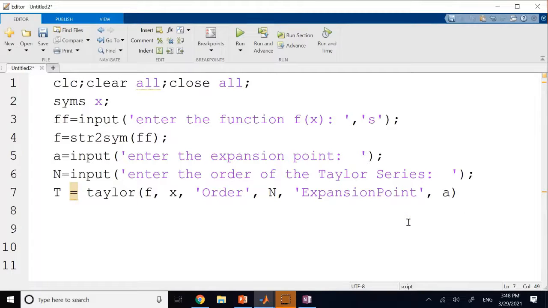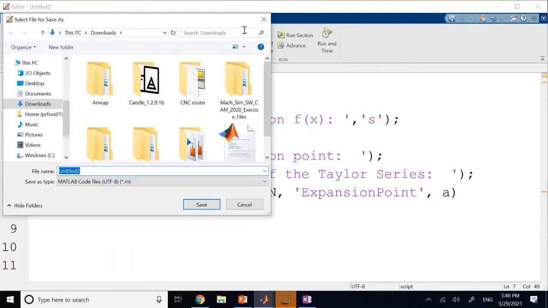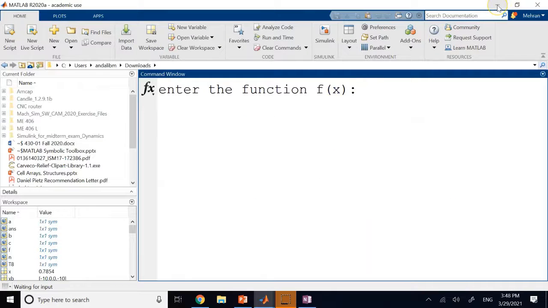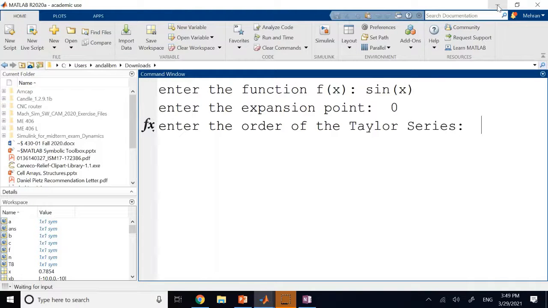Yes? So this is something that you need for that project. Read the function, not directly go into your code and type it in. So now look. Here, enter the function, sine of X. Enter the expansion point, 0. Enter the number of series, 6 terms. Boom.